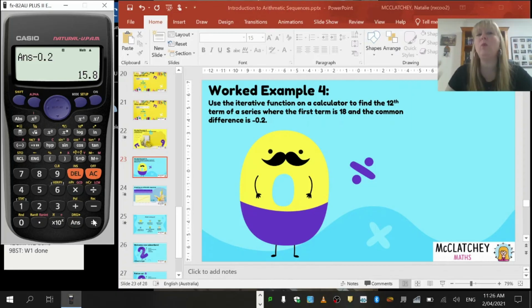And this is a good way to find out, for example, if you're asked when does the series get below 0, or how long does it take for the series to reach a certain figure. So we're going to do more of those kinds of questions when we get particularly into some of our complex problems in future video series. And that's how to do it on the calculator with the iterative function.